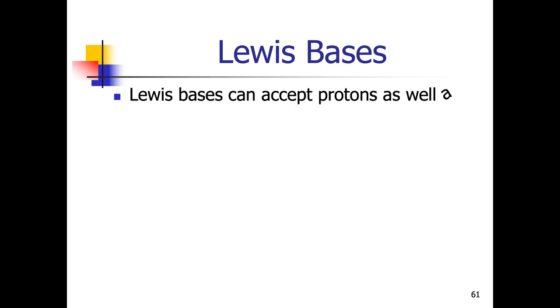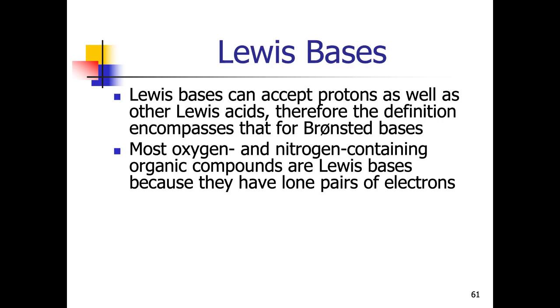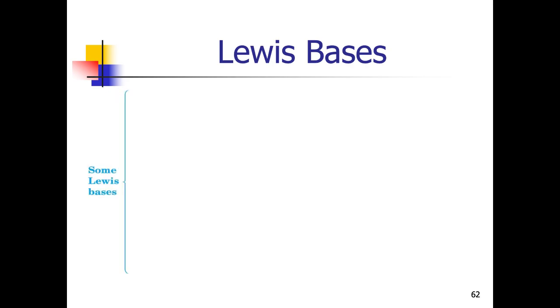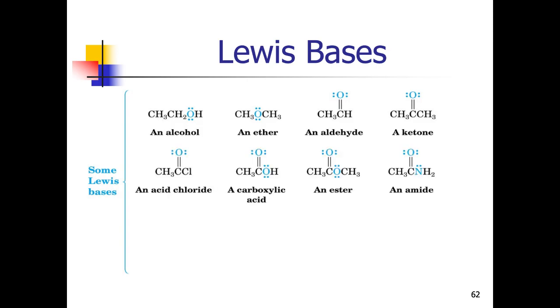Lewis bases. Lewis bases can accept protons as well as other Lewis acids, therefore the definition encompasses that for Brønsted bases. Most oxygen and nitrogen containing organic compounds are Lewis bases because they have lone pairs of electrons. Some compounds can act as either acids or bases, depending on the reaction. Some Lewis bases: an alcohol, an ether, an aldehyde, a ketone, an acid chloride, a carboxylic acid, an ester, an amide, an amine, a sulfide.